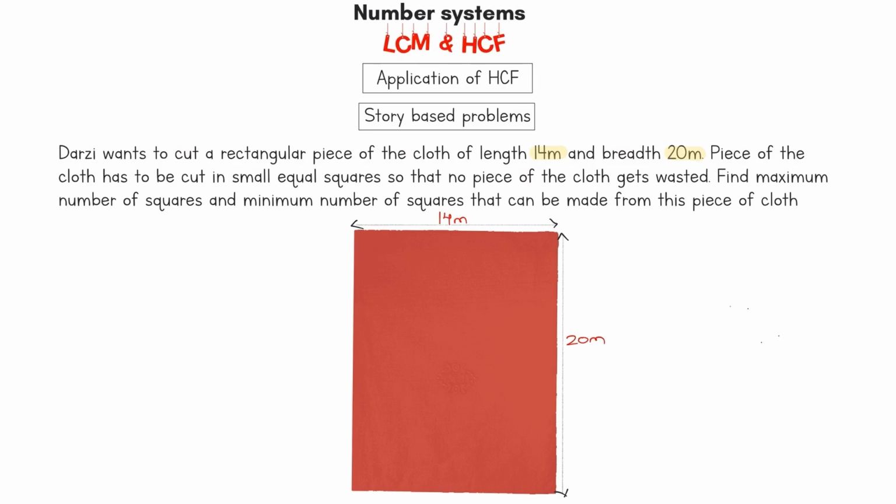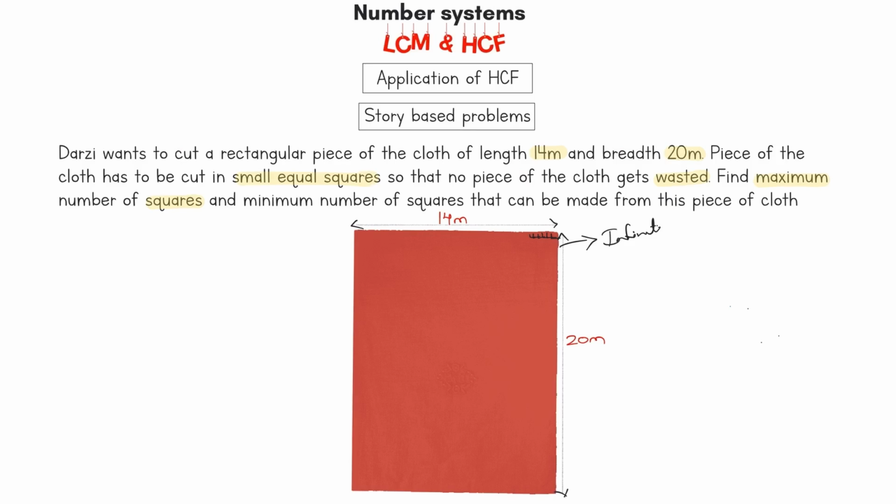What else? The piece of cloth has to be cut into small equal squares. Okay, so I need to cut out small equal squares such that no piece of the cloth gets wasted. So I need to use the entire cloth and make equal squares out of it. Find the maximum number of squares, and that is quite simple. The maximum number of squares will be infinite, because I can make my square as small as possible. I'll cut this much, next this much, next this much, 0.001 meter, and then I'll keep on going with this. So maximum can be what? Infinite. That is quite clear.